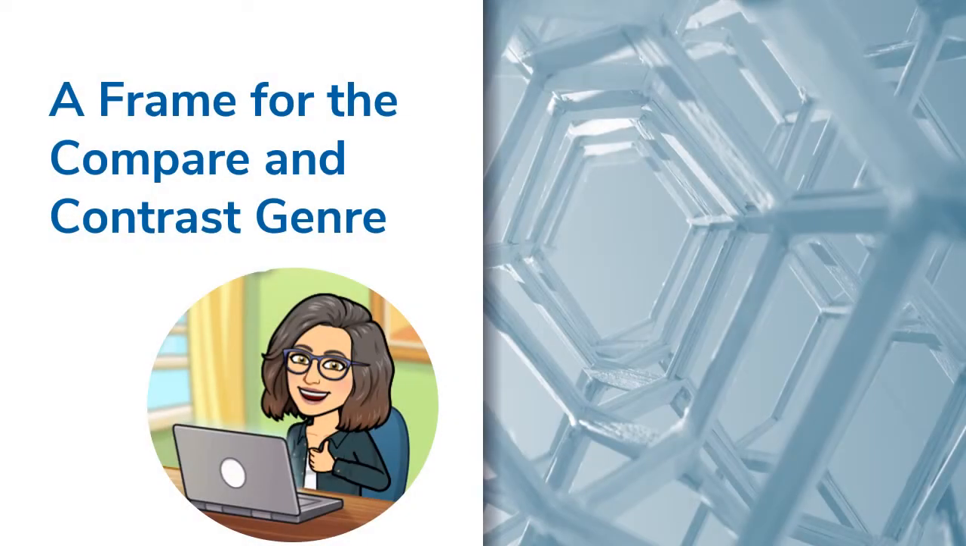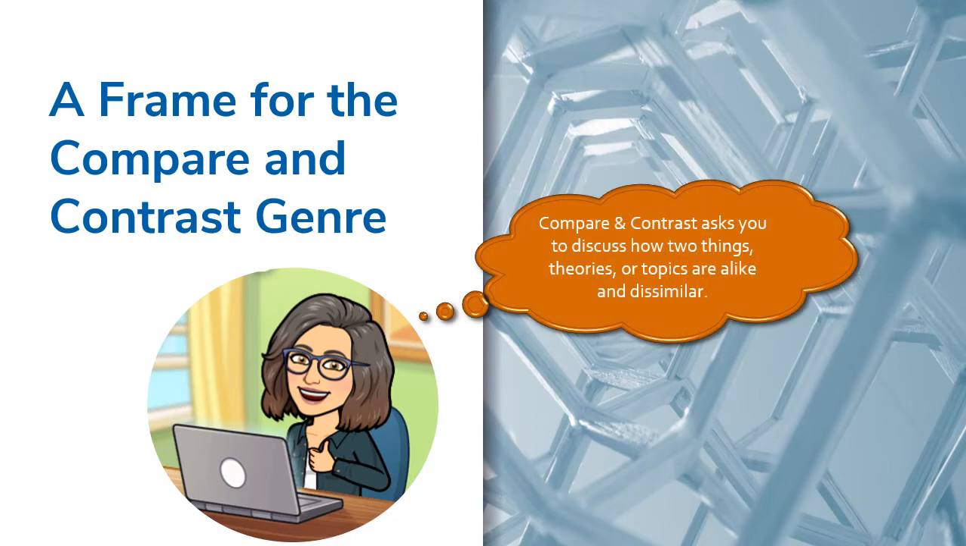We're here to learn how to write a compare and contrast paper. Now, with compare and contrast papers, you're going to be doing two things. You're going to be discussing how two things, theories, or topics are alike and how they're dissimilar. We've got two different approaches you can use, so let's look at them and see what works best for you. Let's get started.